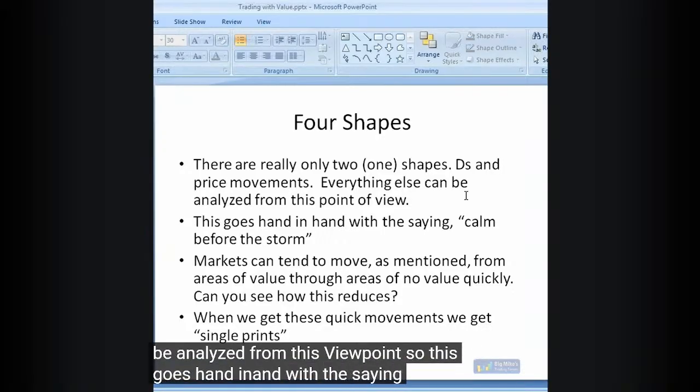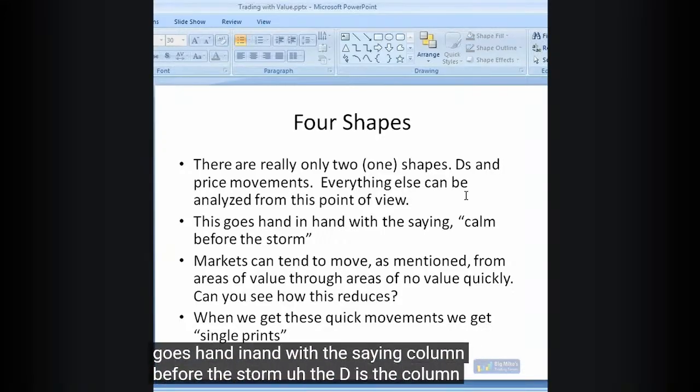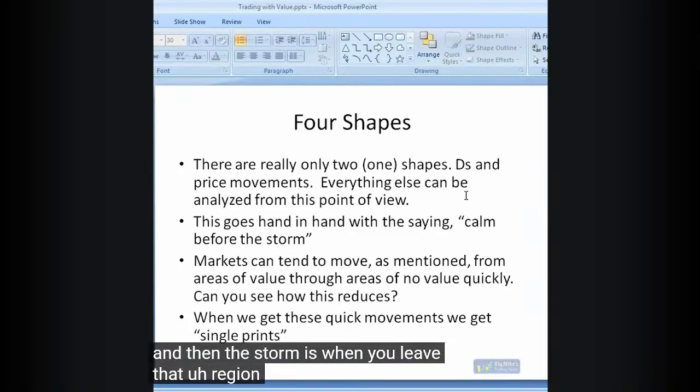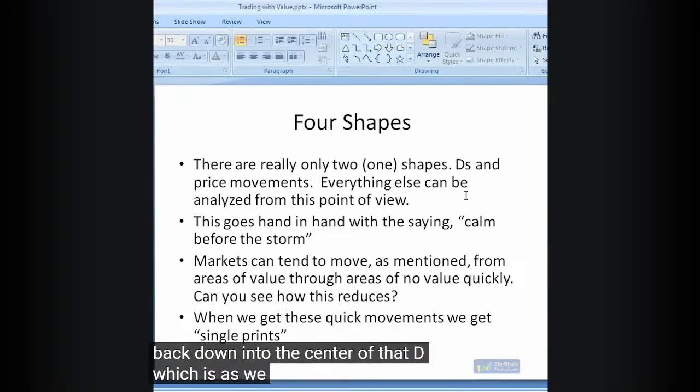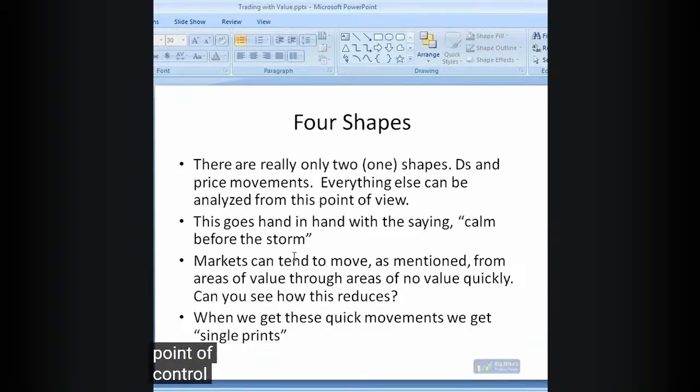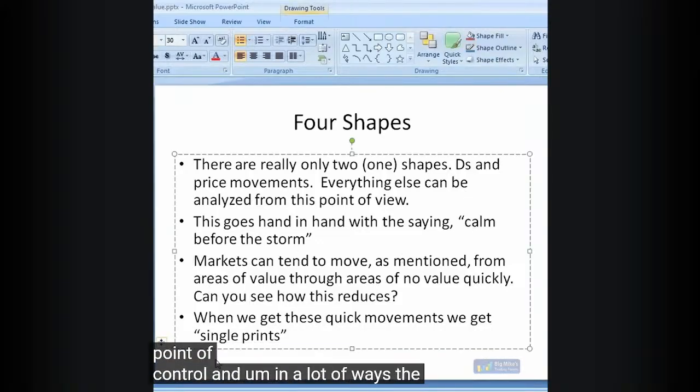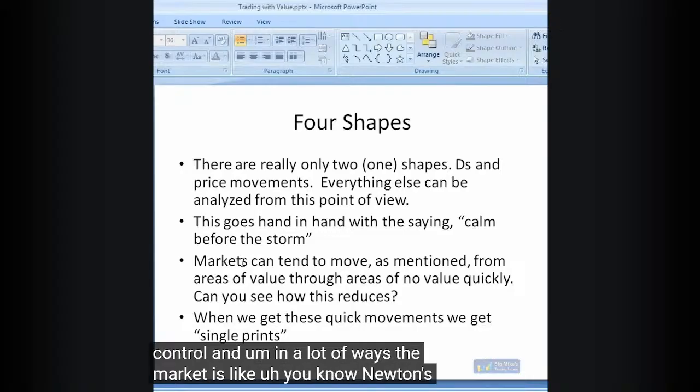So this goes hand in hand with the saying, calm before the storm. The D is the calm, and then the storm is when you leave that region. And as I said, if a D is agreed upon price and you come to the extremity of the D, you're most likely to get pushed back down into the center of that D, which is, as we discussed initially, the point of control.